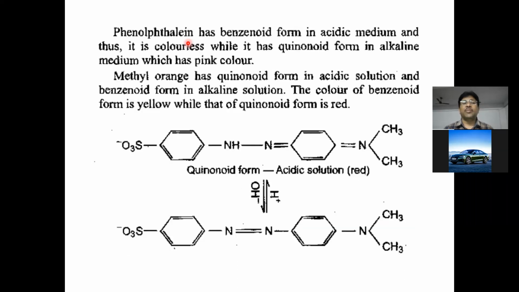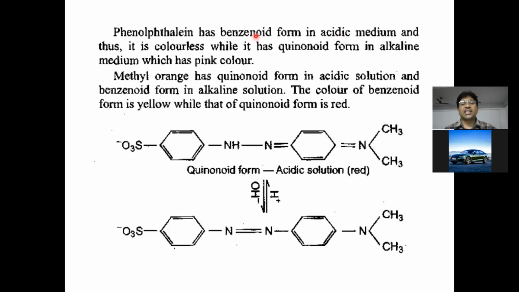Phenolphthalein has benzenoid form in acidic medium because phenolphthalein itself is an acid, no? Phenolphthalein is itself a weak acid. We know that. As it is a weak acid, its main form will be the benzenoid form. The benzenoid form exists in acidic medium, because phenolphthalein is itself an acid. So in acidic medium, it will be in benzenoid form, and thus it is colorless. The benzenoid form of phenolphthalein is colorless.